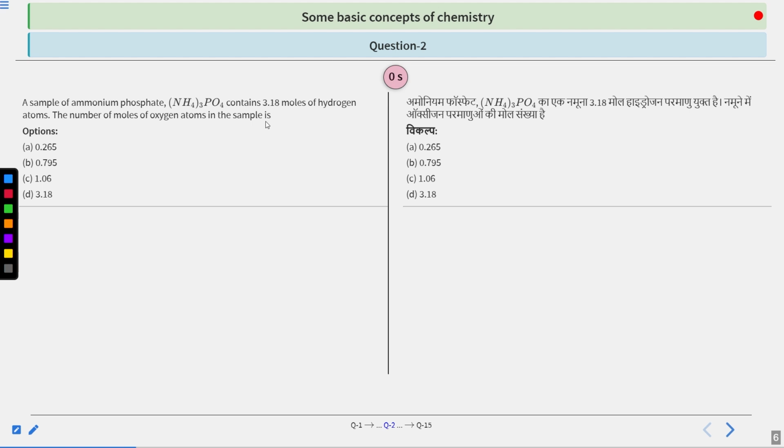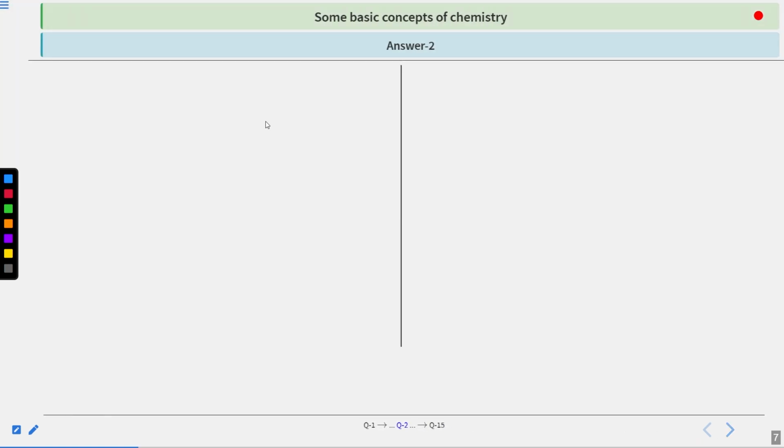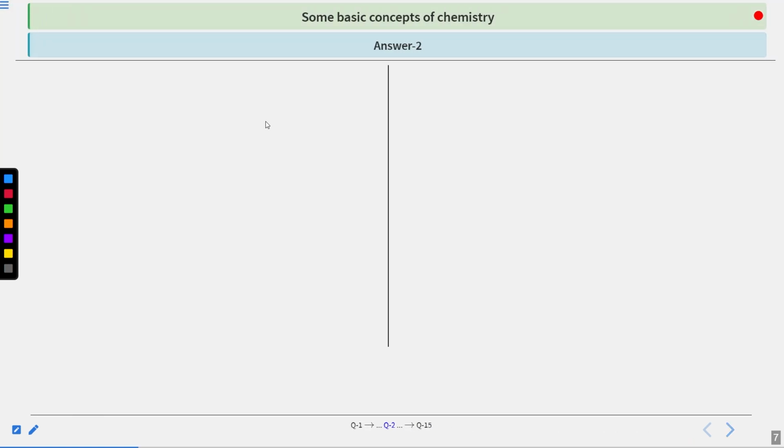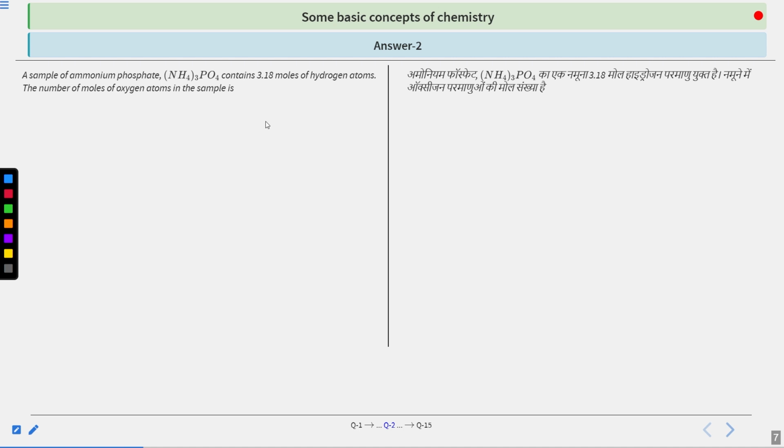Okay, so let us solve this question. First of all, what is the question asking? The question is asking that we have a sample, an ammonium phosphate sample with formula (NH4)3PO4. Very simple formula. You can think of it as ammonium, NH4 plus, and phosphate, PO4.